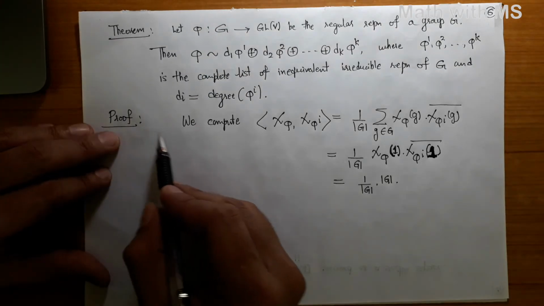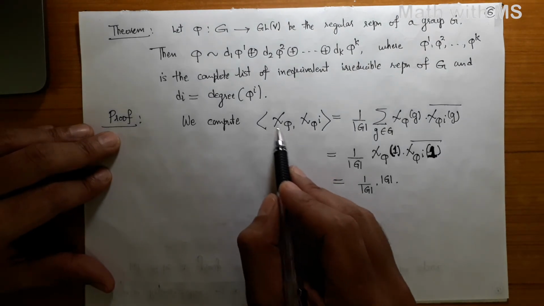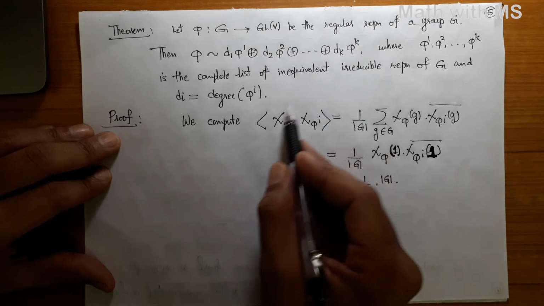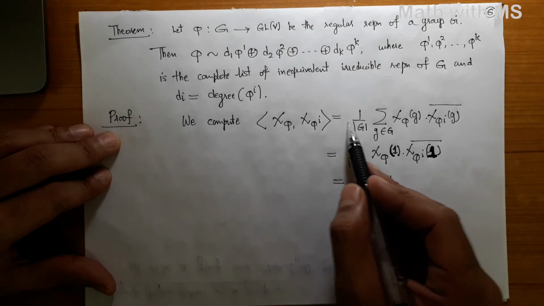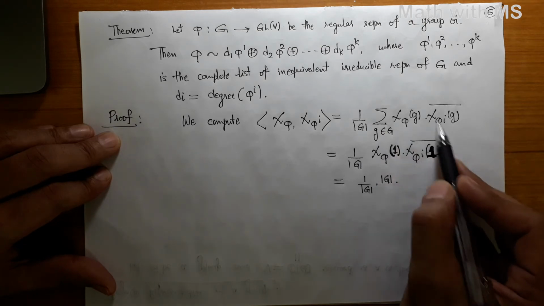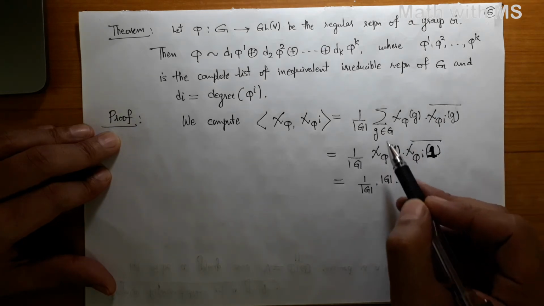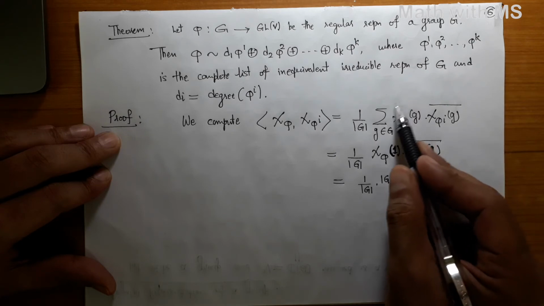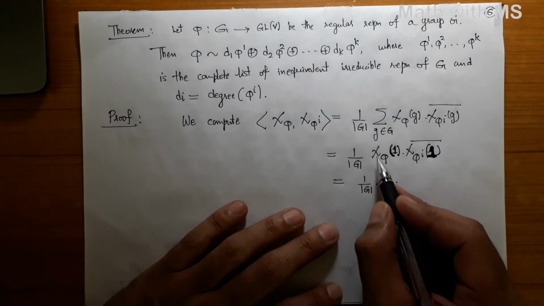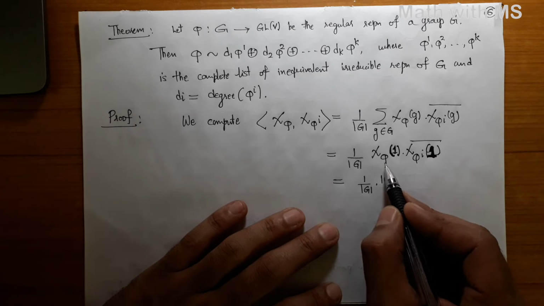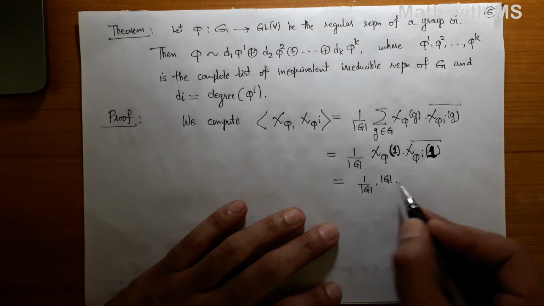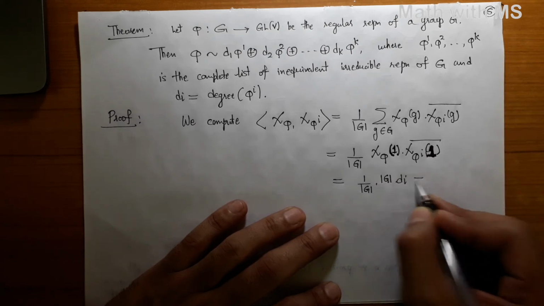So let's prove it. We compute the inner product of the character of the regular representation with the character of the irreducible constituent phi i. By definition of the inner product on the group algebra, this equals 1 over the order of the group G, summation over g in G, chi_phi(g) times the conjugate of chi_phi_i(g). Just now we showed that the character of the regular representation survives only at the identity element of the group. But we know that the value of the character of a representation at the identity element is the degree of the representation, which for phi is the order of the group G, and for phi i it is di.